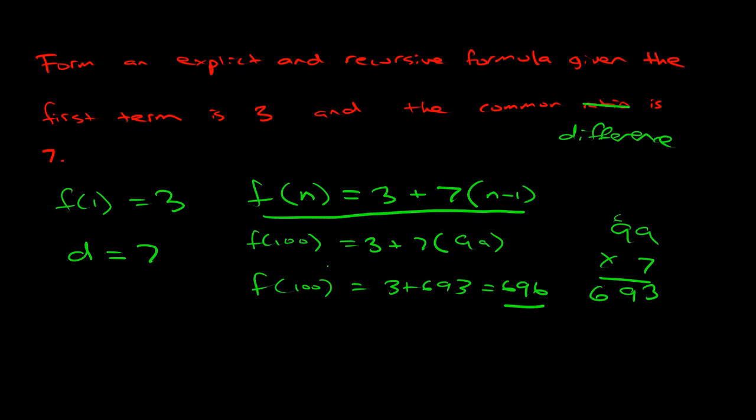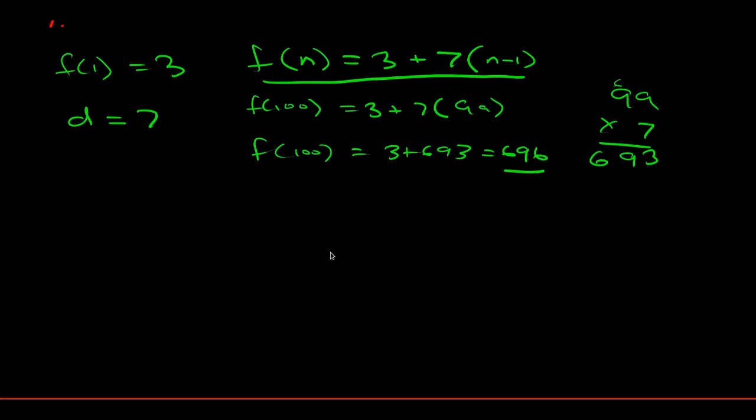Now let's write our recursive rule. I'll use orange. F of n is equal to the previous term, f of n minus 1, plus your difference. So we know that is 7. We are given f of 1 is equal to 3. So here's our recursive form.